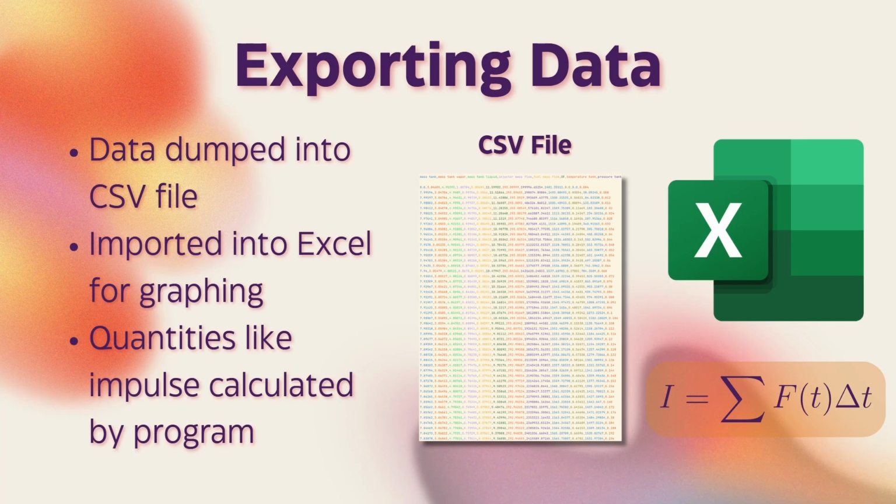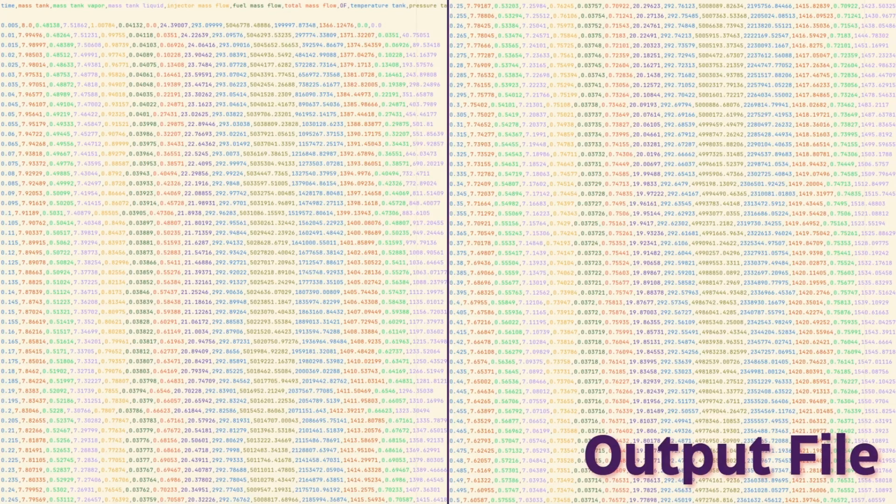Quantities like impulse and other things can be calculated by the program. Here you can see impulse. Basically, for each time step, it figures out some small amount of impulse, and then it sums them up at the end. Here's what the output files look like. I just think this looks cool. It's a bunch of numbers.